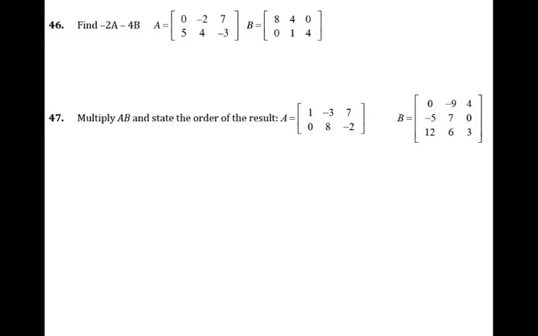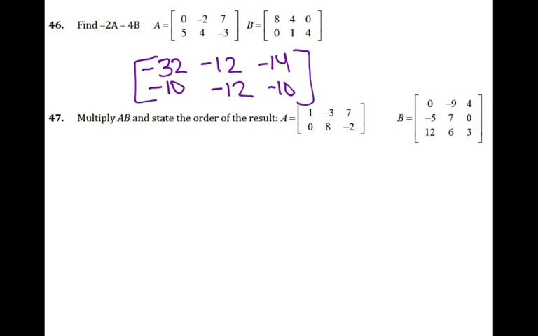46, you can plug right into the calculator, and your answer ends up being -32, -12, -14, -10, -12, -10. To put a matrix on the calculator, it's alpha zoom. You can do the same thing for number 47 because you're multiplying those two matrices.